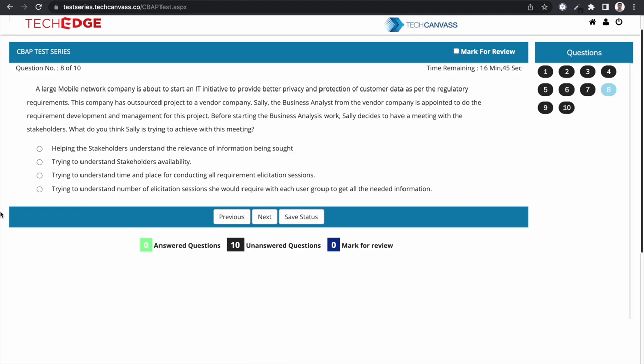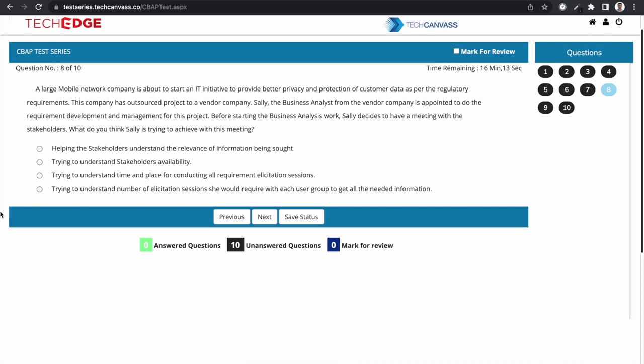Again, a situational based question where multiple statements are given, multiple facts are there: Sally is the business analyst, she is working with a large mobile network company, that company has outsourced the project to a vendor company, and now when the business analyst has to start their work, he or she has to have the meetings, and why this meeting is required and what the business analyst is going to achieve with this meeting.